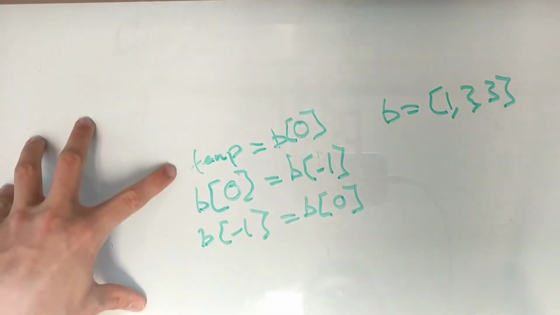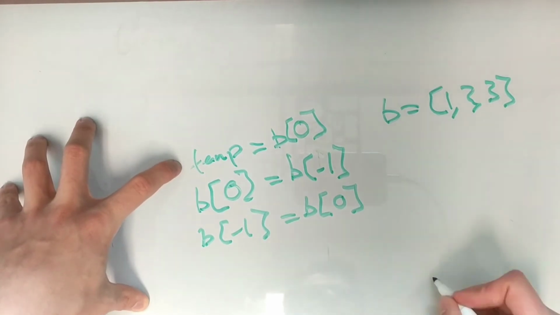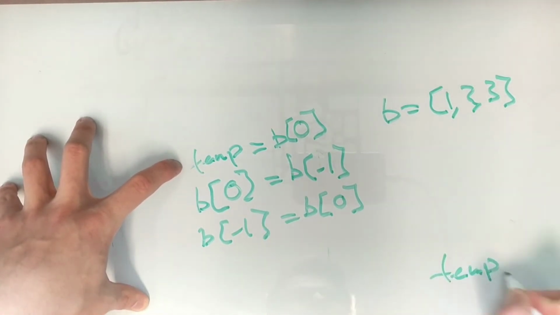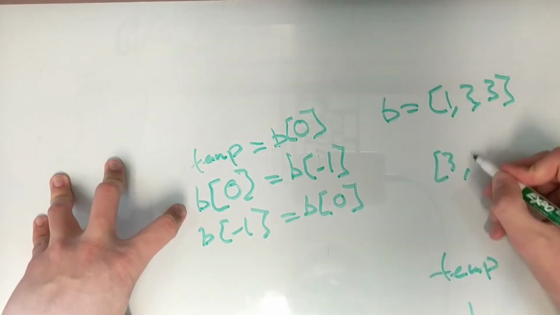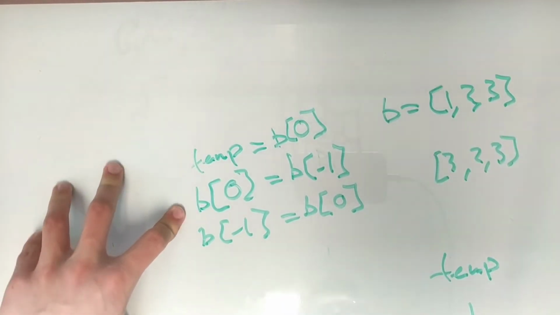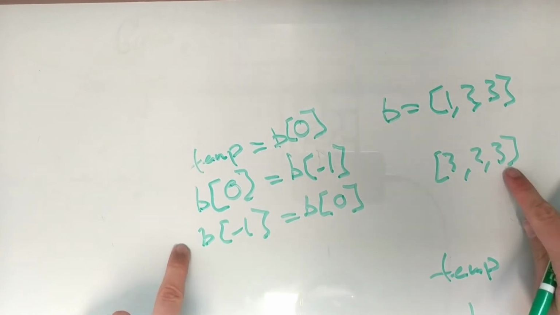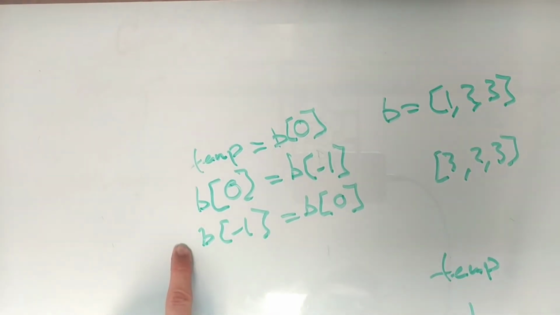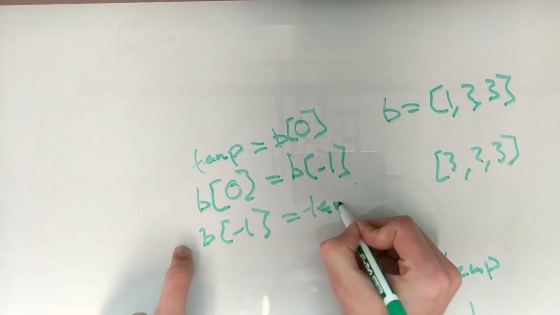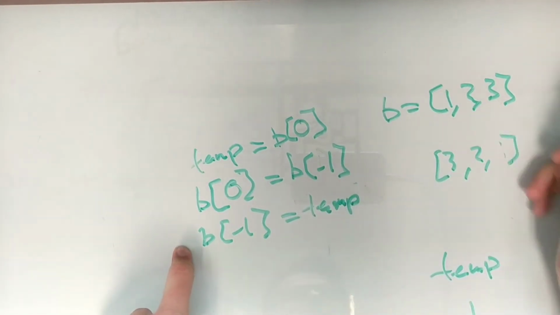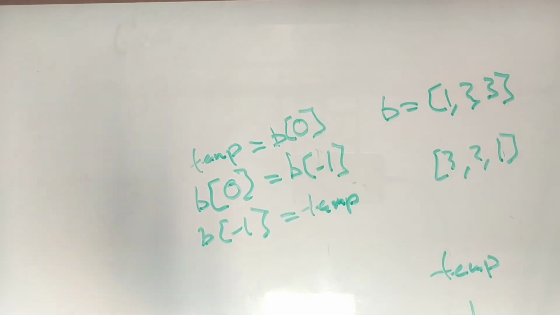So this temporary variable is going to equal 1. Now, when we go to this one, our first value will equal our last value. So we have 3, 2, 3, and then we want to replace our last value with our temporary variable because that's where we saved it. So you set that equal to temp, and that will change to 1, and that's how you switch it.